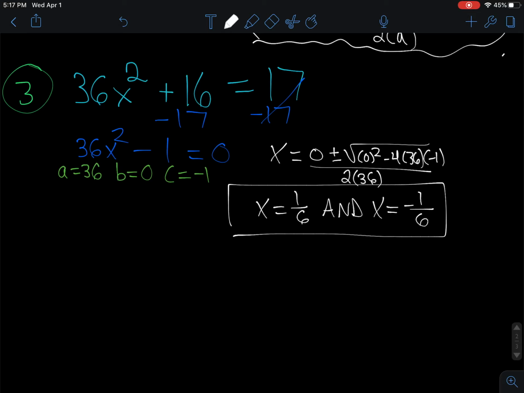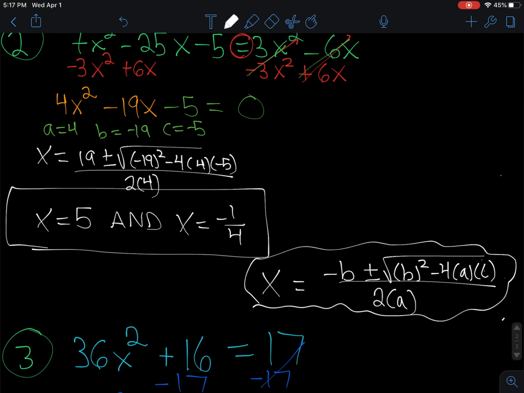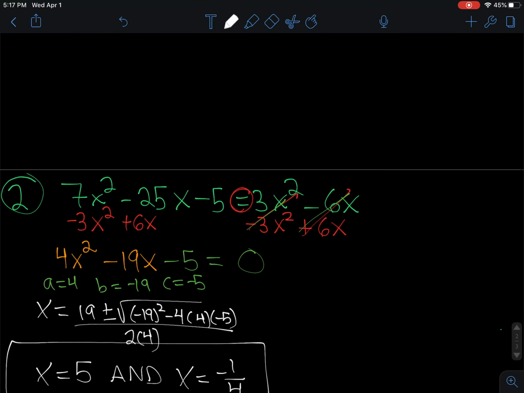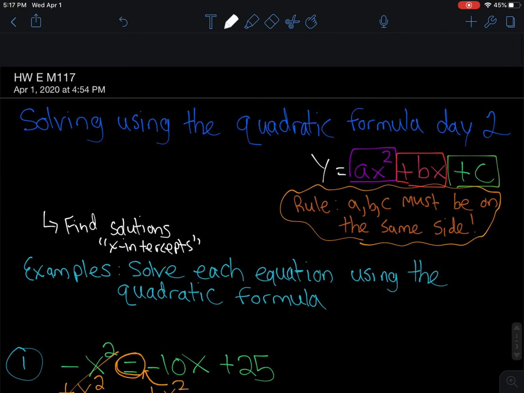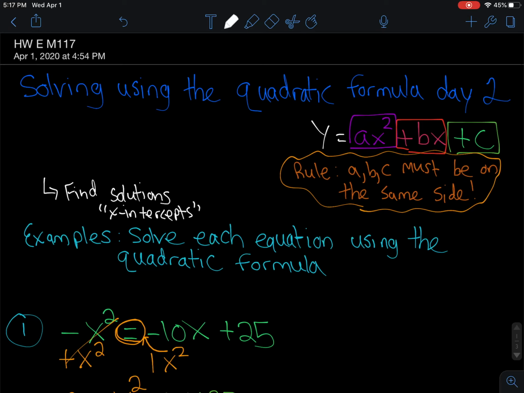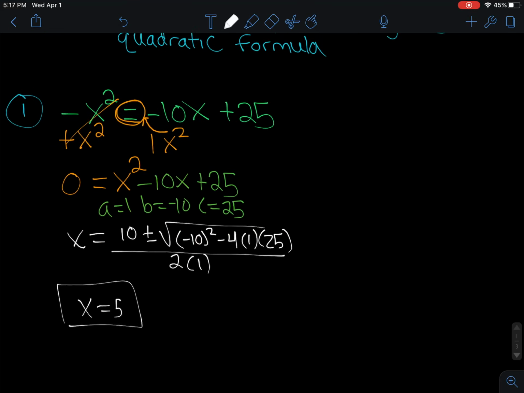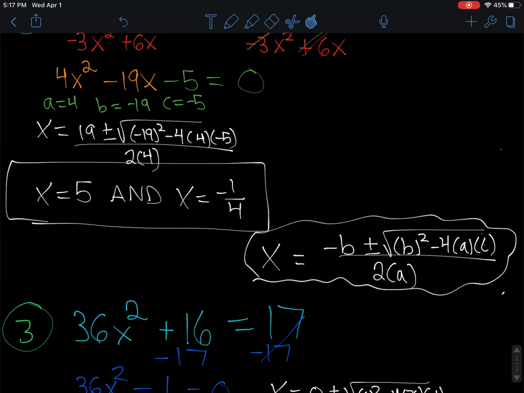Anyways, for your homework, you have to do 5 homework problems. 3 of the 5 homework problems are very similar to these 3 problems. Again, let me know if you have any questions. Shoot me an email. Again, remember the important rule: everything must be on the same side in order for you to use the quadratic formula. And remember, the quadratic formula is this guy right here.